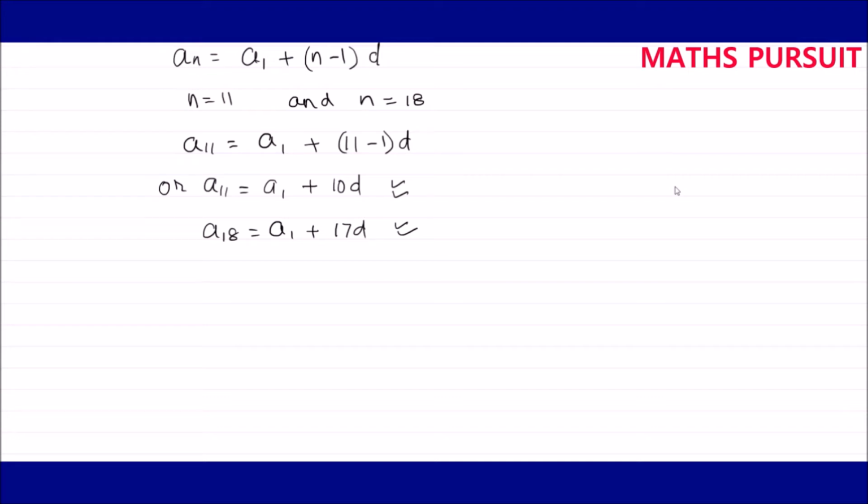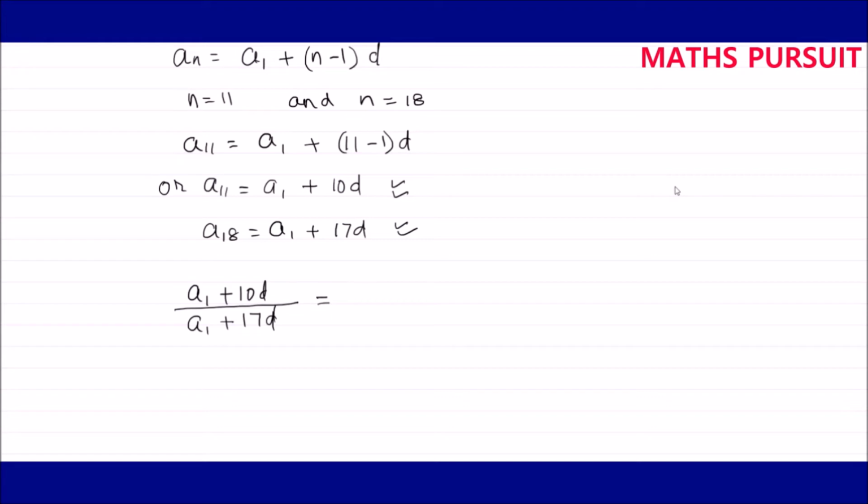Now guys, let us see what we can do here. Let us put these values in our equation 1. Let us replace these values of A11 and A18 in our equation 1. So our equation 1 says A11 upon A18, so instead of A11, I can write A1 plus 10d upon A1 plus 17d.